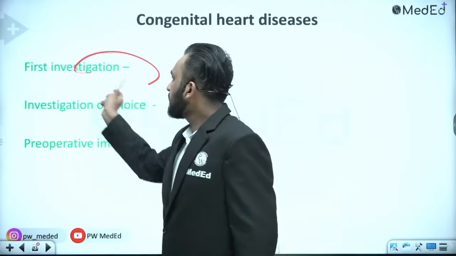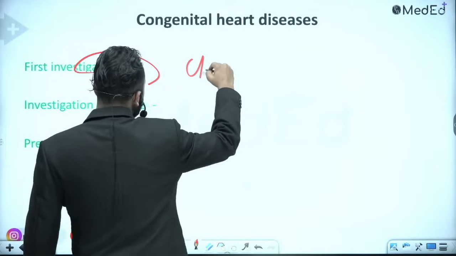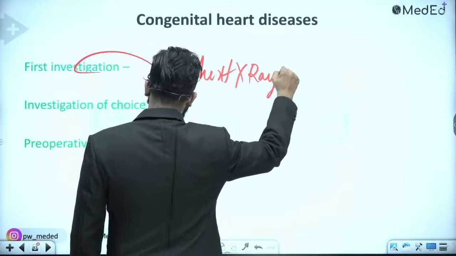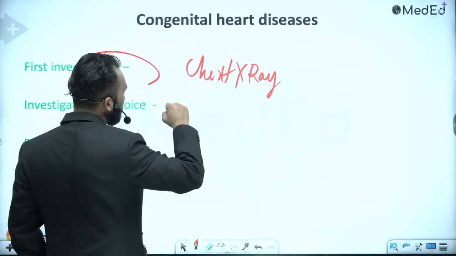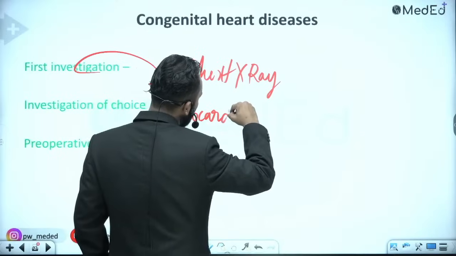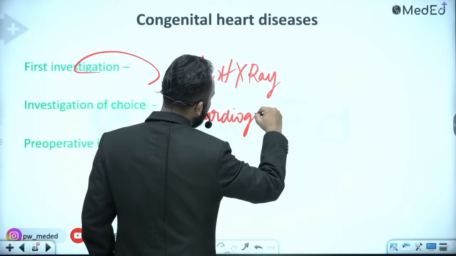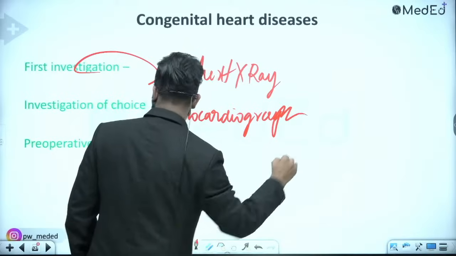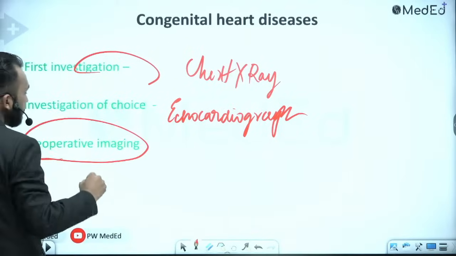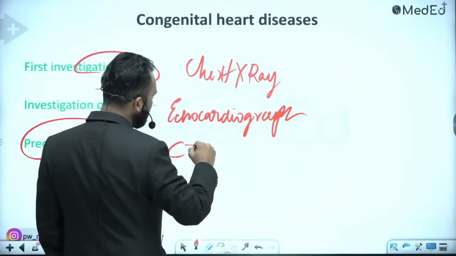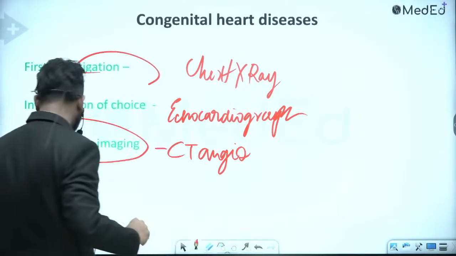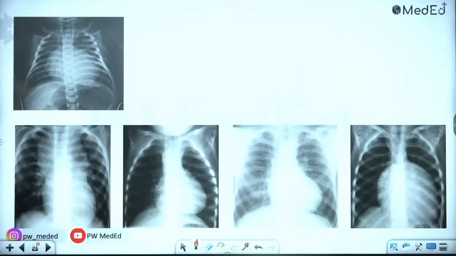The first investigation is always the chest X-ray. What will be the investigation of choice? Investigation of choice will be echocardiography. And what will you do for preoperative imaging? You will do a CT angio. So let us have a look at the various appearances of the congenital heart diseases.